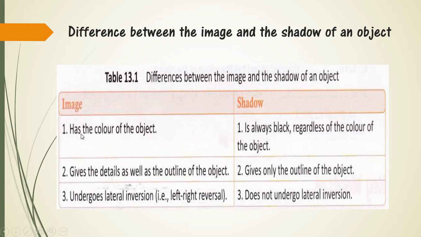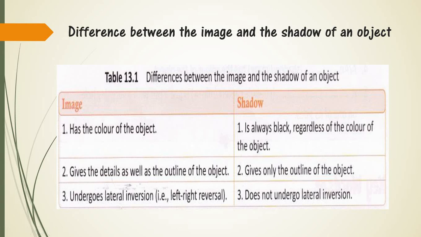So image. When we stand in front of the mirror, we are able to see the color of our clothes, even our detailing also. Our eyes, nose, or even the hair, every look we are able to see in the image. While in the case of shadow, shadow is always black, regardless of the color of the object. We are not able to see the color in that shadow, but image has the color of the object.